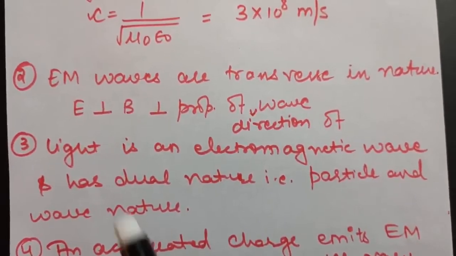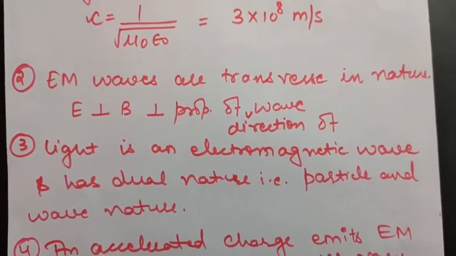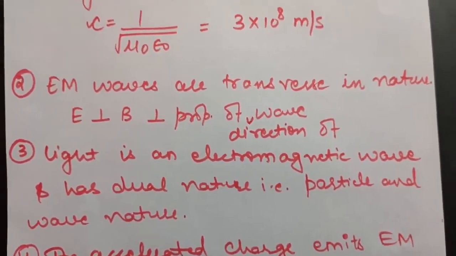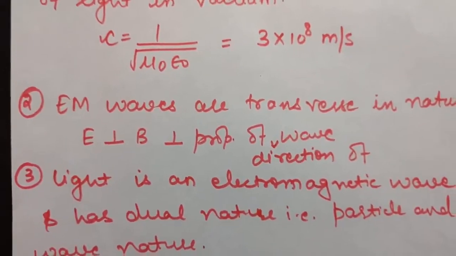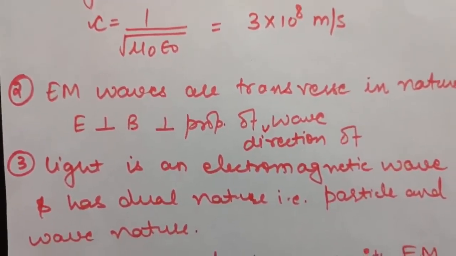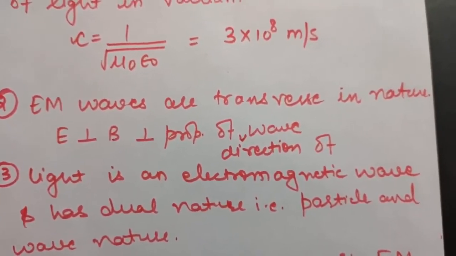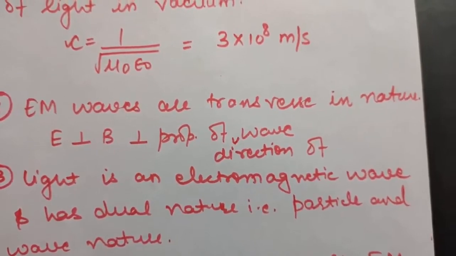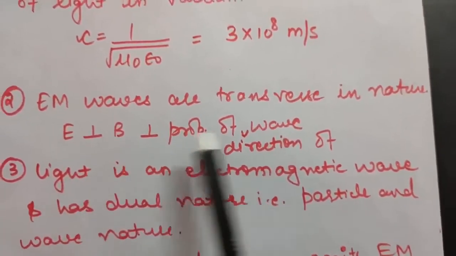Second property is that electromagnetic waves are transverse in nature. So this is a very important property. By the transverse nature, we mean that electric field, magnetic field and the direction of wave propagation, all three are mutually perpendicular to each other. Okay, so electromagnetic waves are concluded as transverse in nature because this condition is satisfied for them.